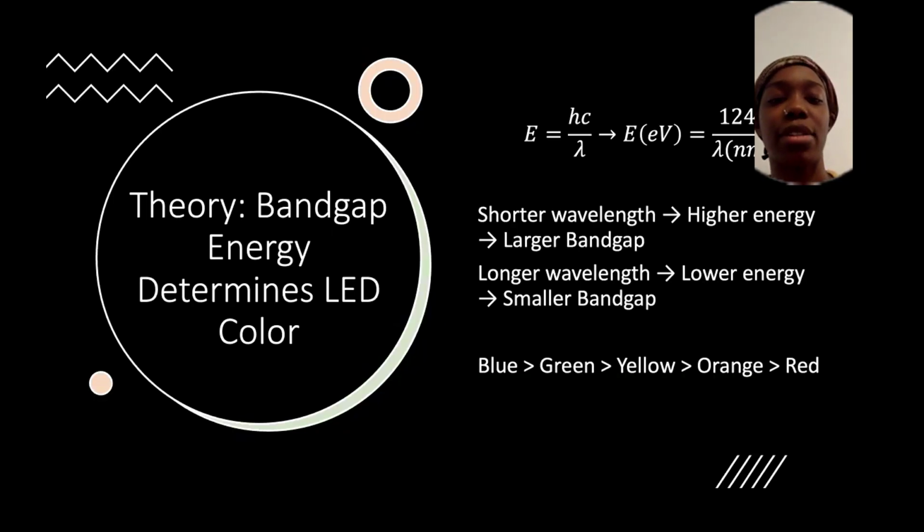So band gap energy determines LED color because shorter wavelength light has higher energy and longer wavelength light has lower energy. Blue light, which has a shorter wavelength, corresponds to a larger band gap. Red light, which has a longer wavelength, corresponds to a smaller band gap. And that is why the expected trend is blue having the highest energy, followed by green, yellow, orange, and red. This trend is what I looked at in the optical portion of this experiment.